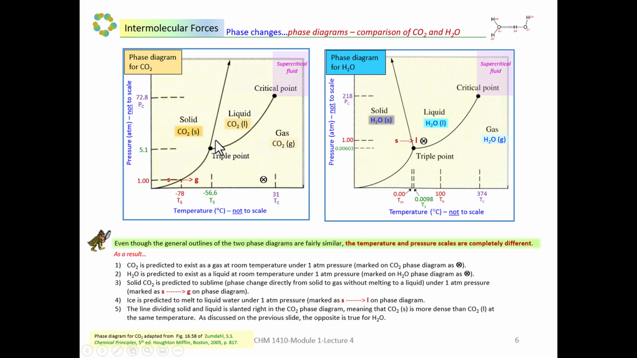So if you picked any temperature here, let's say where my arrow is, and increase the pressure, then CO2 will solidify. And as we discussed, exactly the opposite for water. If you have water in the solid form at a particular temperature and increase the pressure, this diagram predicts water will melt. In other words, it goes to its more dense form, liquid, and CO2, the more dense form, is the solid.